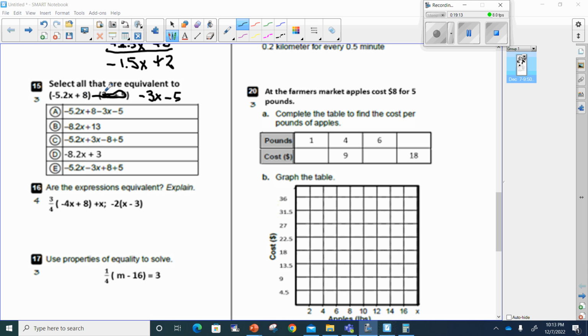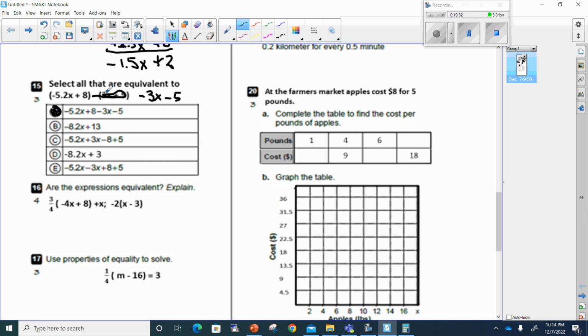Sorry, I had to sneeze. I'm going to take my like terms. First, I'm going to see, do I have this here? Negative 5.2x plus 8 minus 3x minus 5. A definitely works. Let's look at the next one.